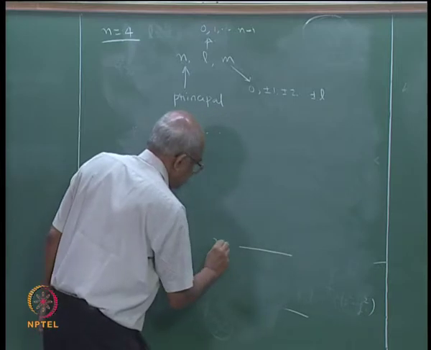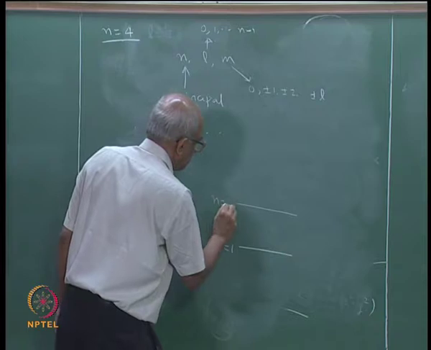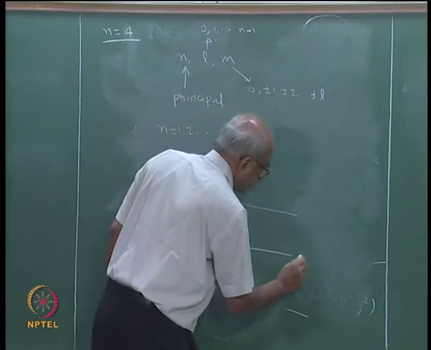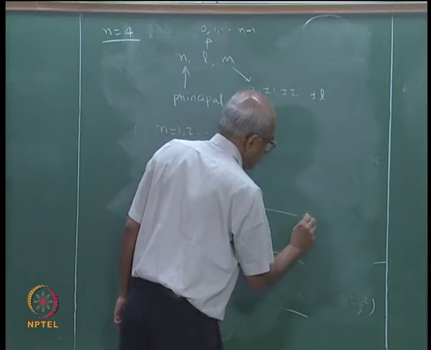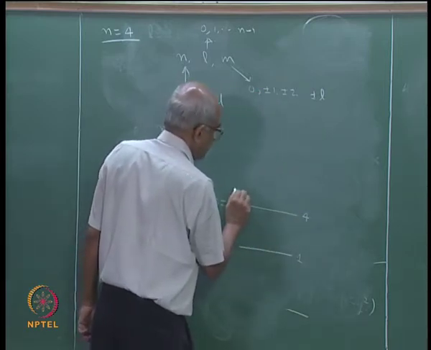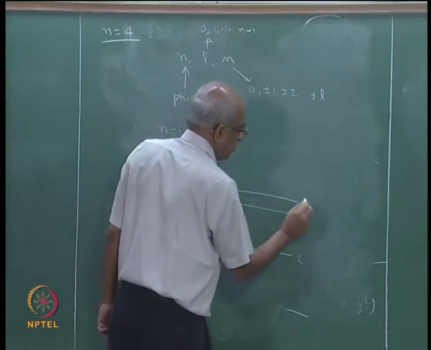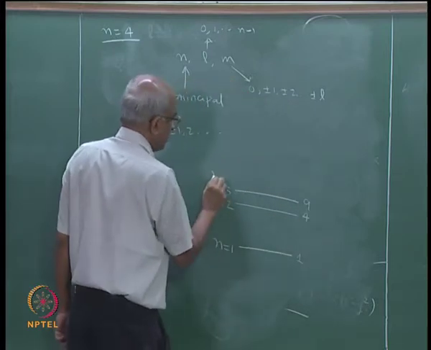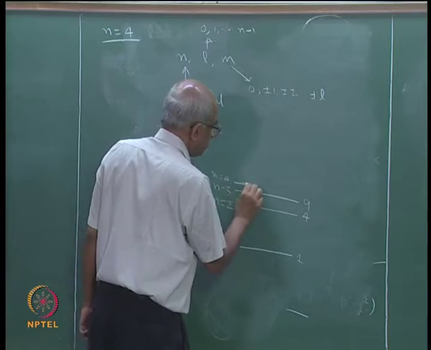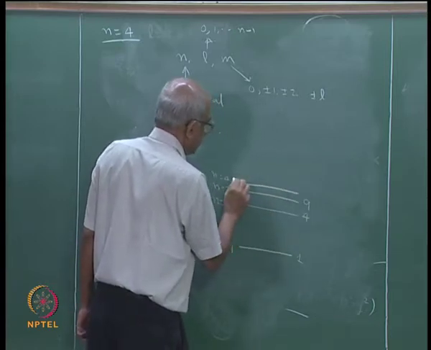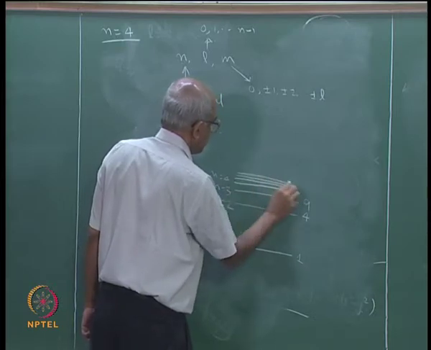This is n equal to 1, then I have n equal to 2. This is one-fold degenerate, which means it is not degenerate; this is four-fold degenerate. Then I have n equal to 3, 9-fold degenerate, n equal to 4, 16-fold degenerate, then n is equal to 5, 6, 7, 8.